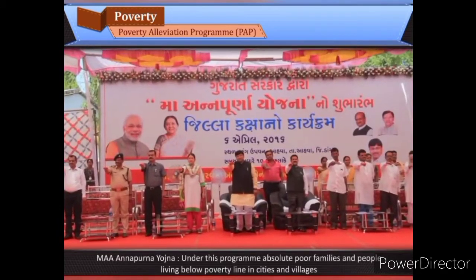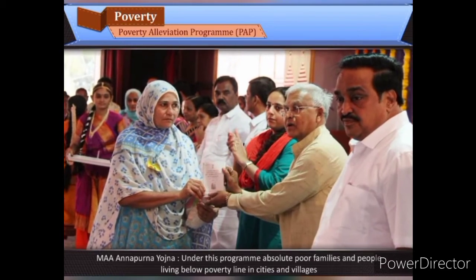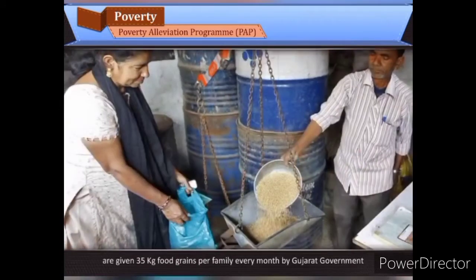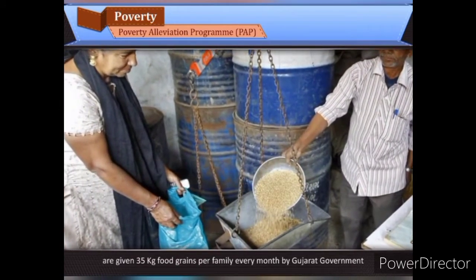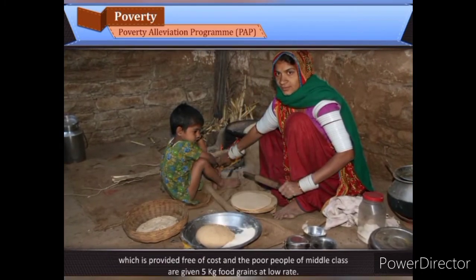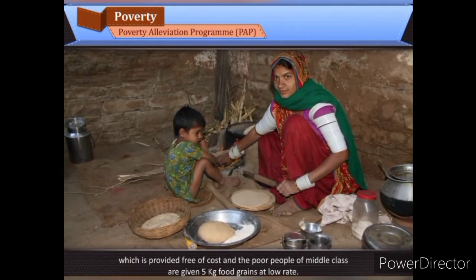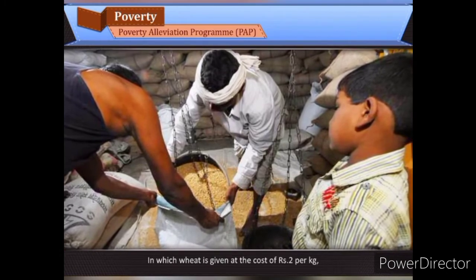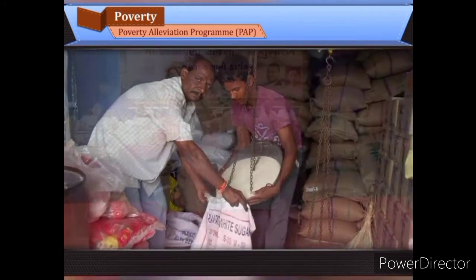Ma Annapurna Yojana. Under this program, absolute poor families and people living below poverty line in cities and villages are given 35 kilograms food grains per family every month by Gujarat government, which is provided free of cost, and the poor people of middle class are given 5 kilograms food grains at low rate, in which wheat is given at the cost of rupees 2 per kilogram, rice rupees 3 per kilogram at fair price shops.